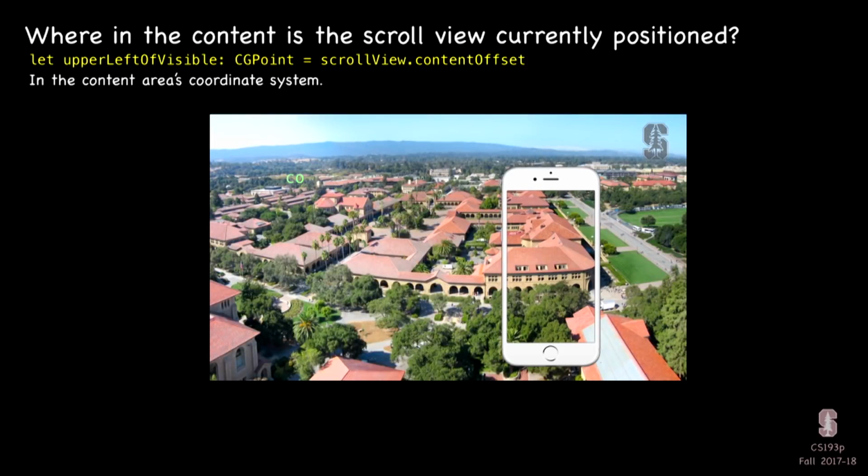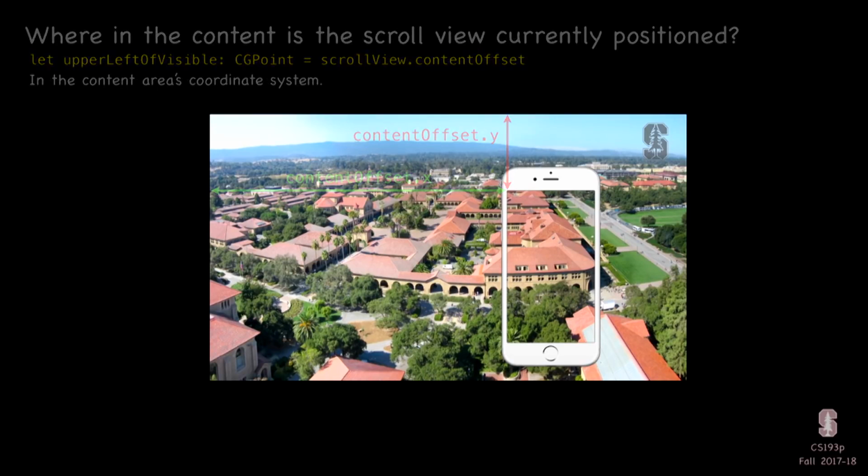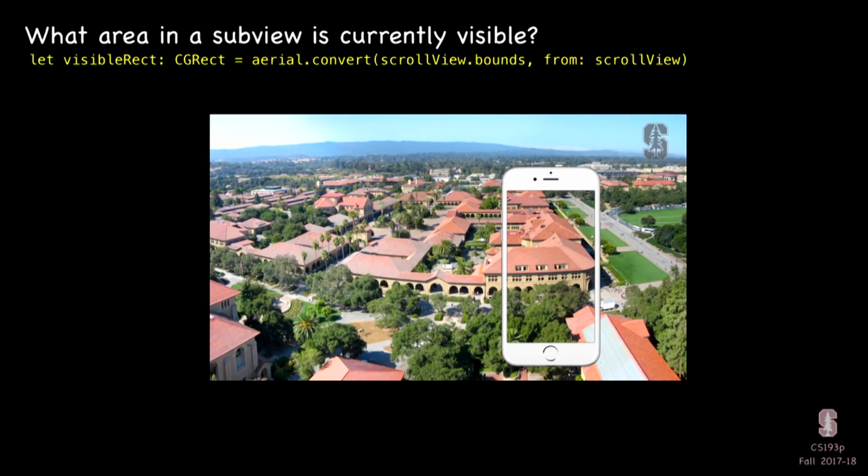Now, because of this magic, there's a couple other interesting things about scroll view. It has a var called contentOffset. Content offset is just the X and Y position of the upper left corner of what the scroll view is currently showing in that content area's coordinate system. So it's just exactly what it sounds like, the offset of the content that is being shown right there. And you might be zoomed though, okay?